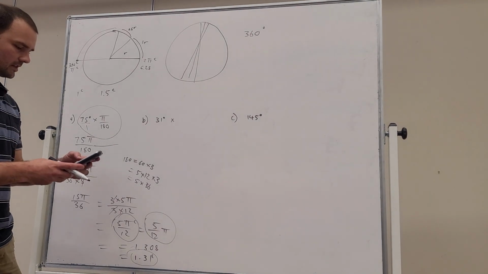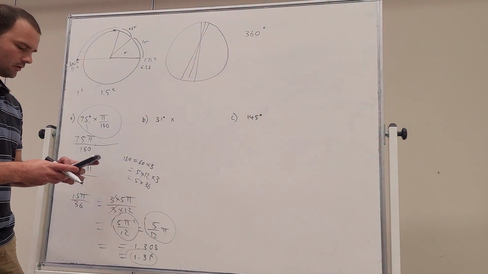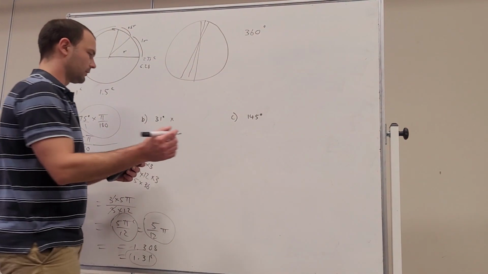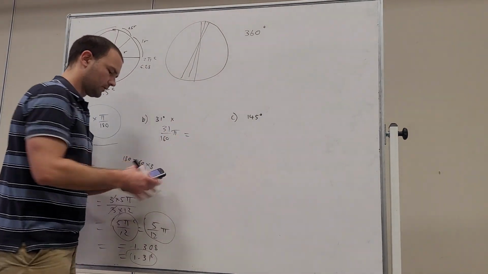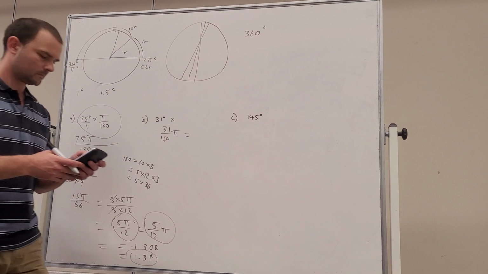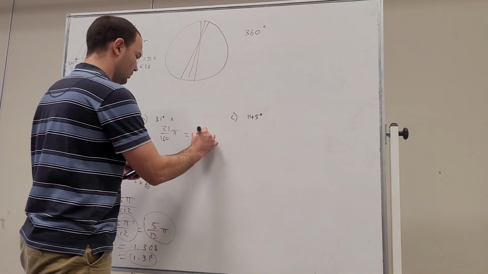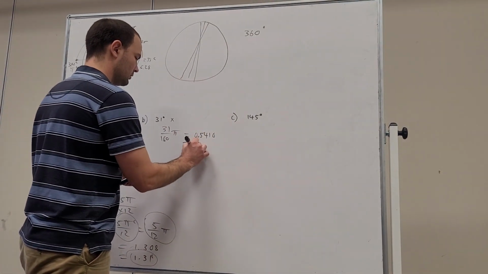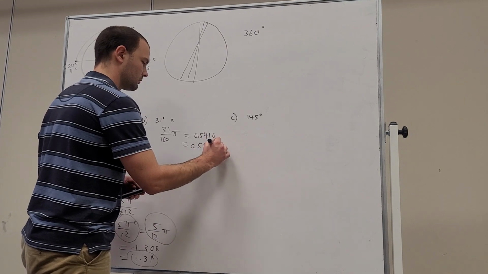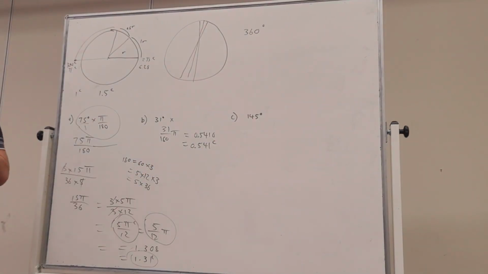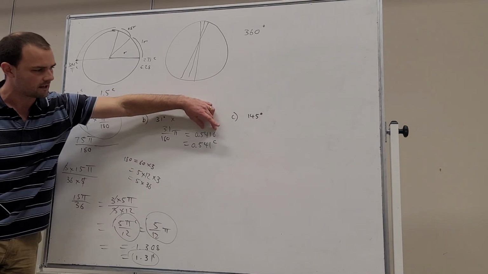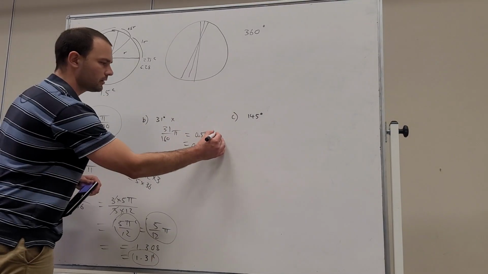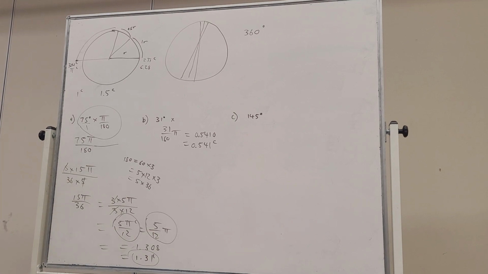We've got 31 times pi on 180. We've got 31 on 180 pi. To 3 significant figures, 0.5410. Now you'll see me do this whenever I'm rounding to significant figures. I'm always going to write 4 figures and then round the last one. That's a 0, so it's not rounding up, it's staying as is.